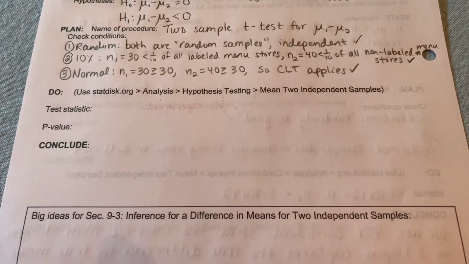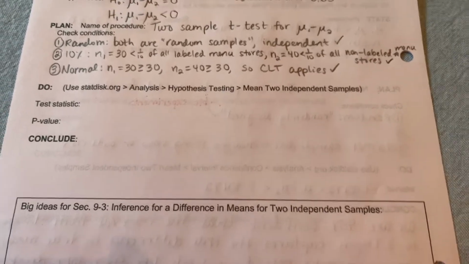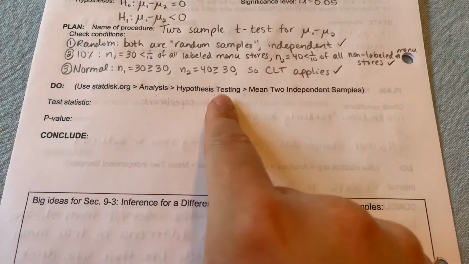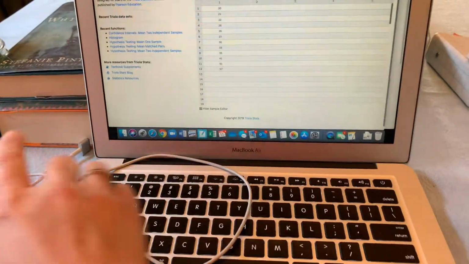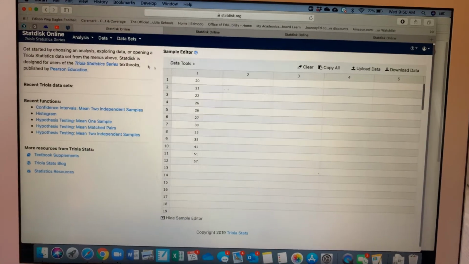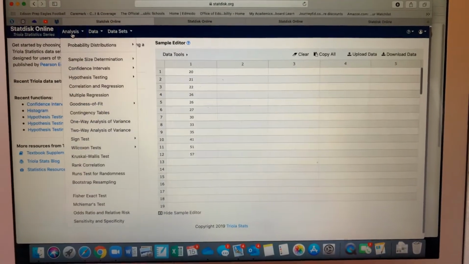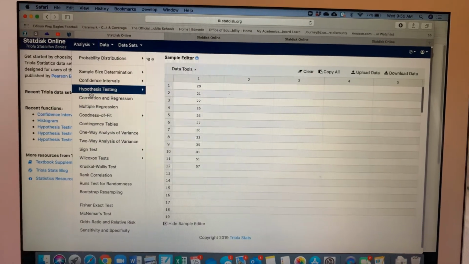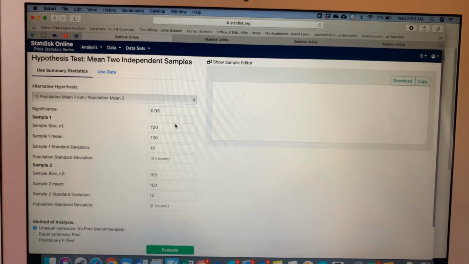So here we are for the IS number 21 notes part 2. We're about to do the do step. So we are going to go to analysis, hypothesis testing, and mean of two independent samples. Okay, so up at the top, again, this is just the home page. I have this data entered here, ignore it, it's not important. We're gonna go to analysis, choose hypothesis testing this time, and then mean of two independent samples.